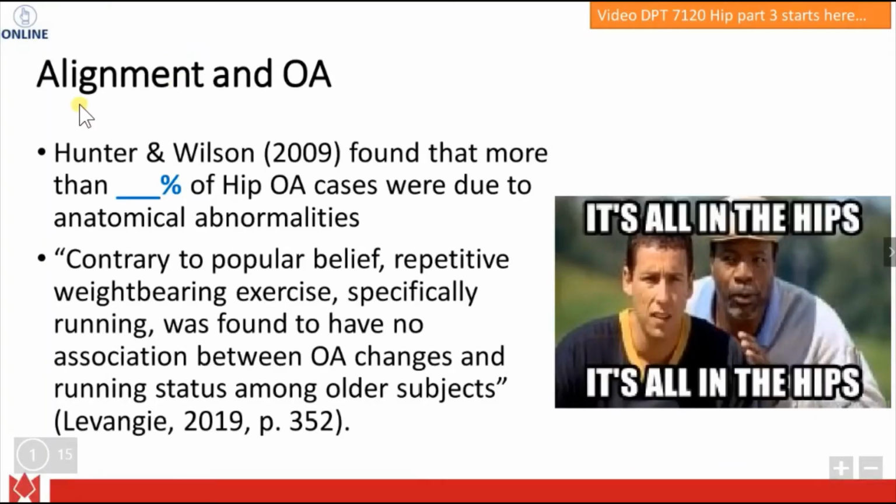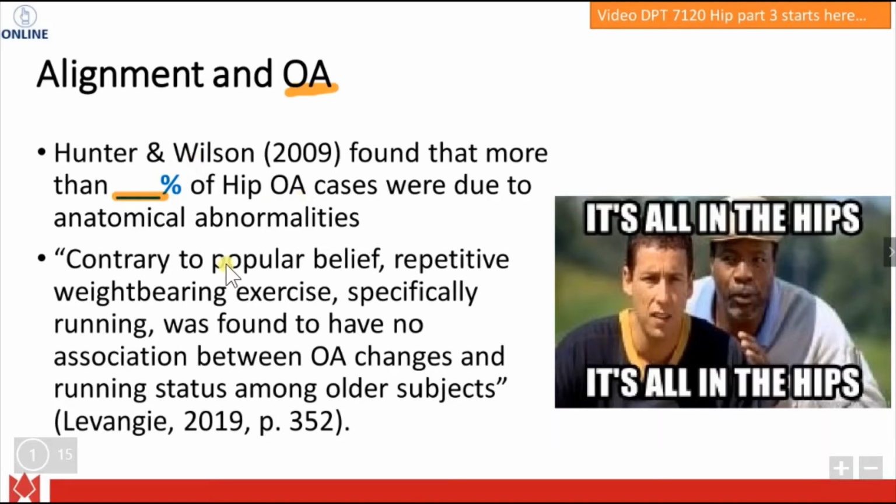Alright, so let's keep talking about the hip, and in this series we're going to focus on some of the bony alignment characteristics of the hip and which implications that might have, whether it's osteoarthritis or other weaknesses and other things such as that. To start off with a little statistic, Hunter and Wilson found that more than 90% of hip OA cases were due to anatomical abnormalities.